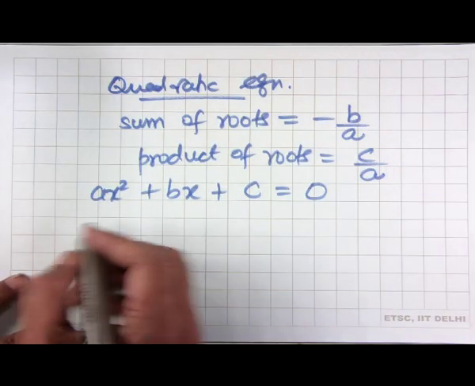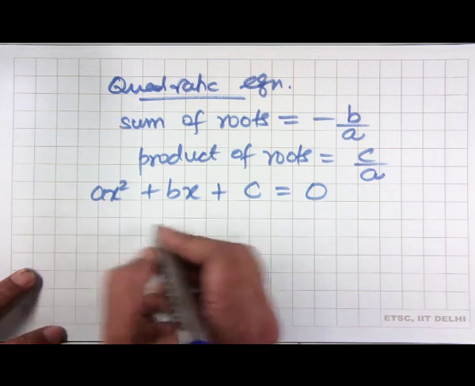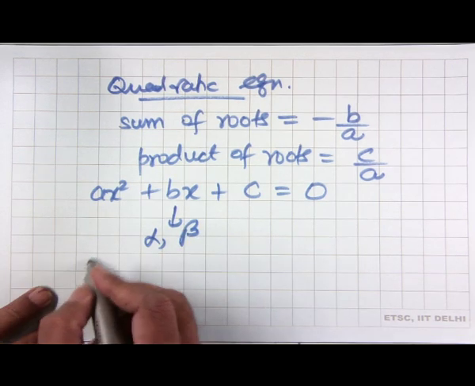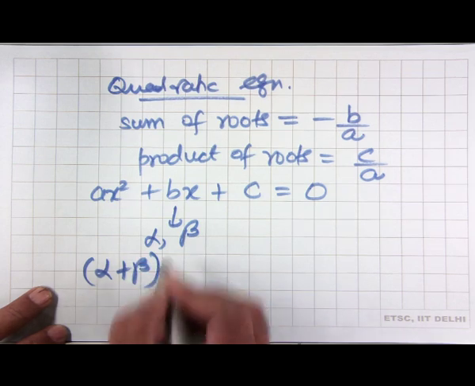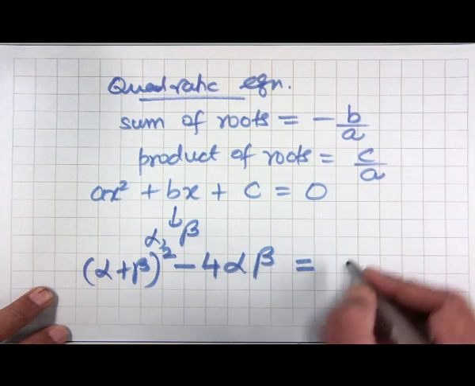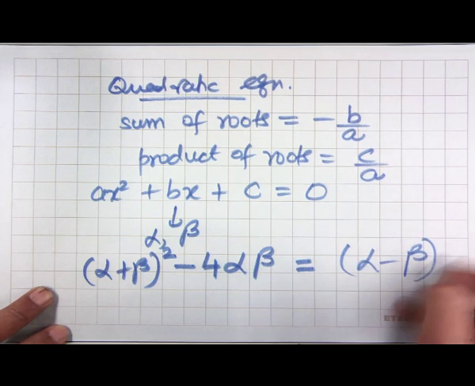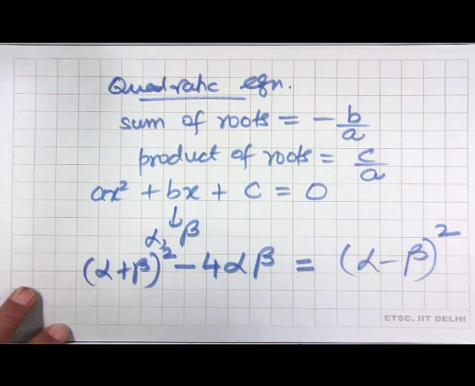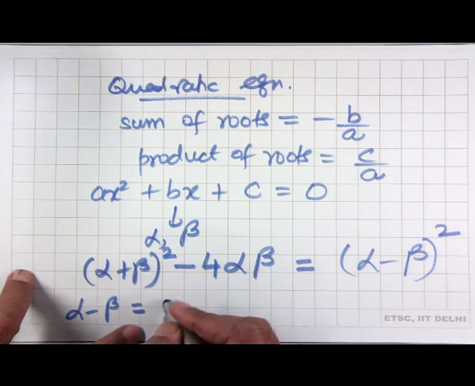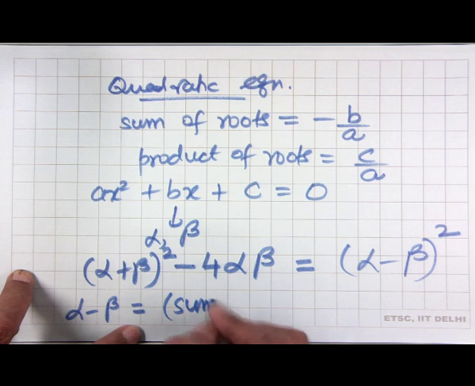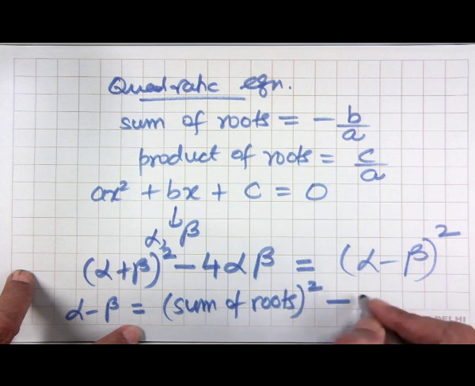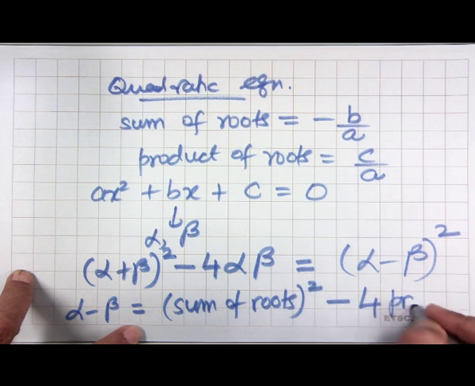So, if we have the sum of roots, let us say the 2 roots of this equation are alpha and beta, then if I look at alpha plus beta whole square, minus 4 times alpha beta, this will give me alpha minus beta whole square. So, therefore, if I need alpha minus beta, then what I need to do is take the sum of roots, square them, minus 4 times the product of roots.